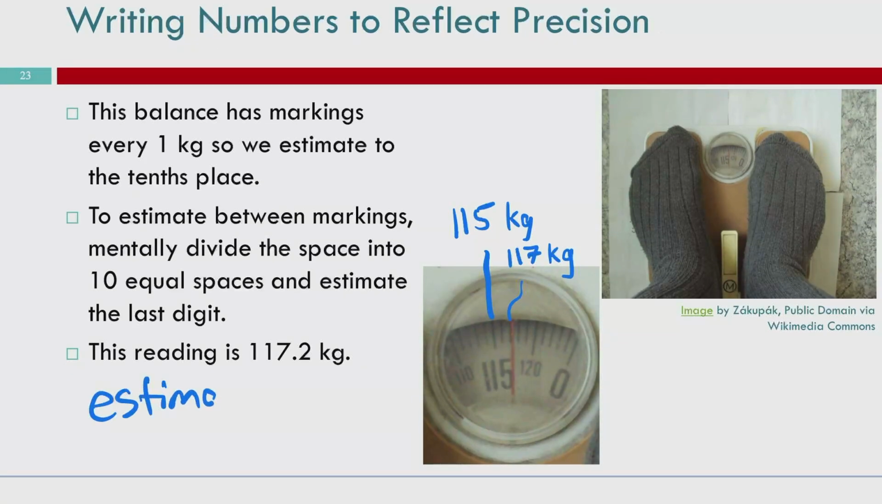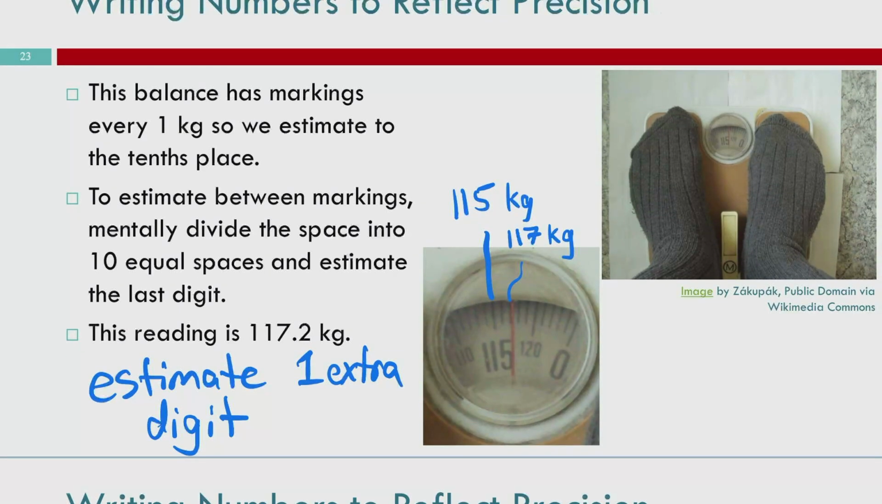So the estimate is just one extra digit. Not two, not three, just one. And this is only for analog measurements. If it's a digital measurement, like the balances that we have in lab, it's just the numbers that the scale says. It's already baking in that uncertainty, so you just write what it says and then no more.